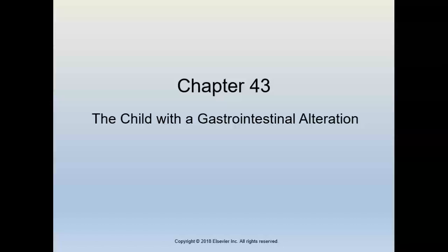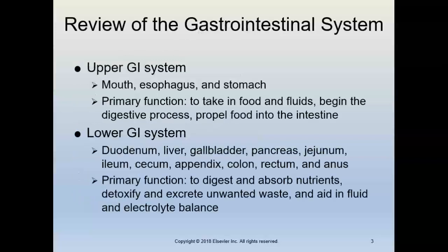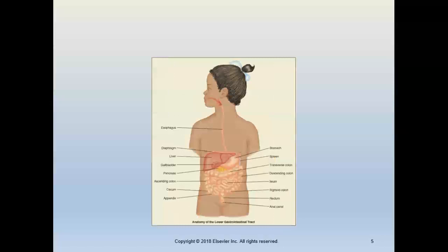This lecture will go over Chapter 43, The Child with the Gastrointestinal Alteration. Specifically, this recording will go over cleft lip and palate, esophageal atresia and tracheoesophageal fistula, and care of G-tube. Go ahead and review the A&P for the gastrointestinal system on your own if you're a little bit rusty on that.